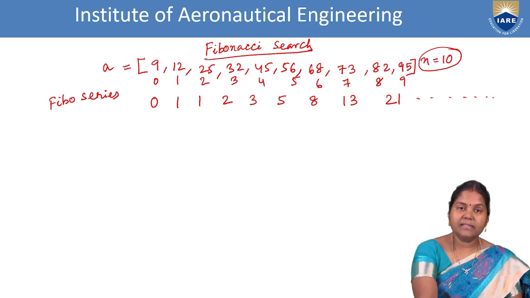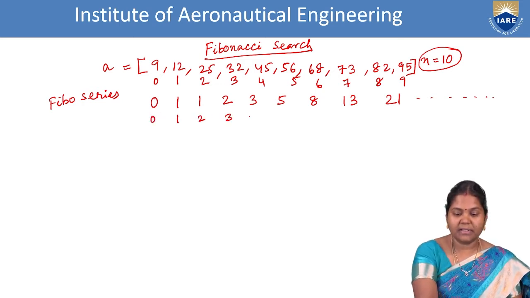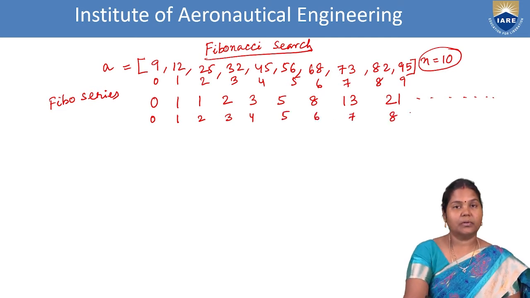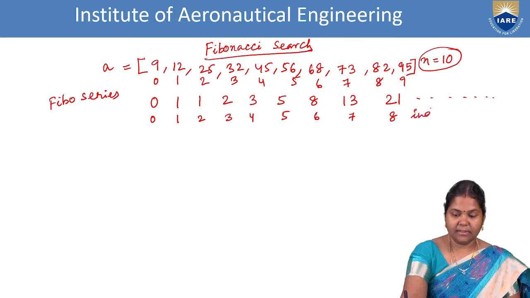Now, let us write down the index positions of this Fibonacci series. So, this is 0, this is 1, this is 2, this is 3, 4, 5, 6, 7, 8 and so on. So, we have written the indexes. This is called the index, and this is called the series numbers.